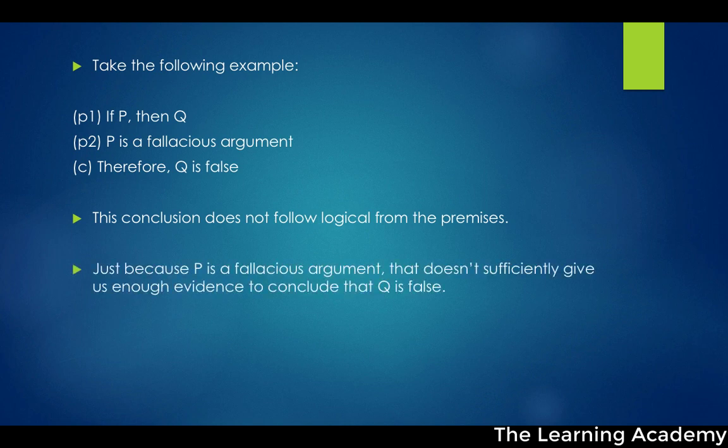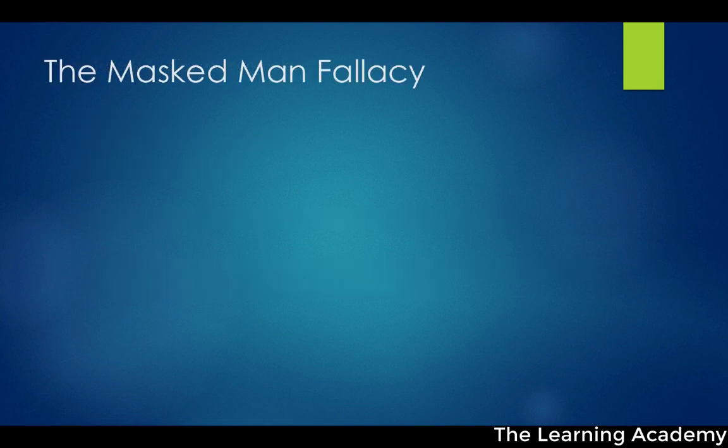Generally, what we are suggesting is that just because P is fallacious, that doesn't give us enough evidence to conclude that Q is false. We can't just conclude that Q is false based on the fact that P is fallacious. So we would argue that that is a fallacy in itself. It is the fallacy called argument from fallacy.